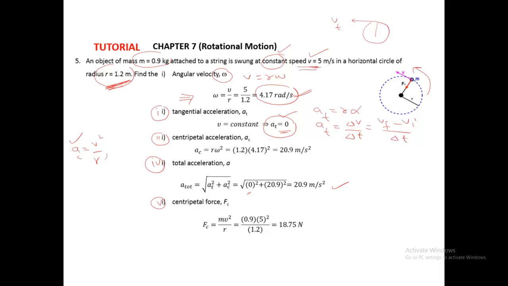And number 5, centripetal force has two rules. Fc is equal to mv square over r. Or you have the other rule also if you convert it using v is equal to r omega. So you can use either of the two correct rules. So m is given to you, v is 5 square, and r is given to you. So you get the centripetal force magnitude this much.